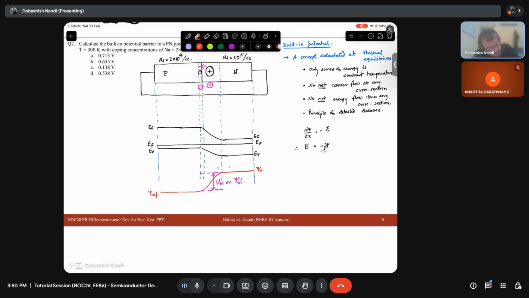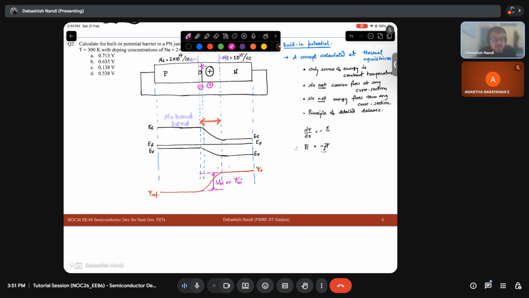Because you understand that beyond this and beyond this, there is nothing. This is quasi neutral, right? You do not have any band bending, so no band bending in this region. Whatever band bending is happening is between this region only, inside the depletion region only. Why so?